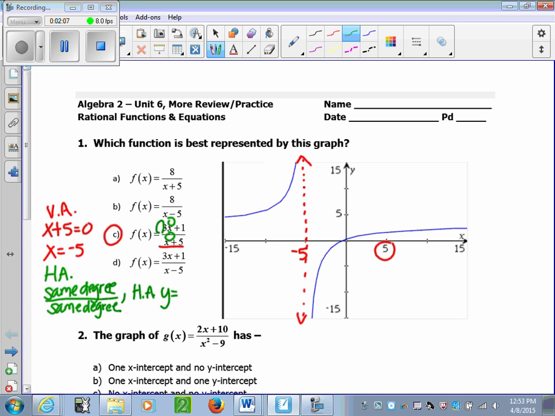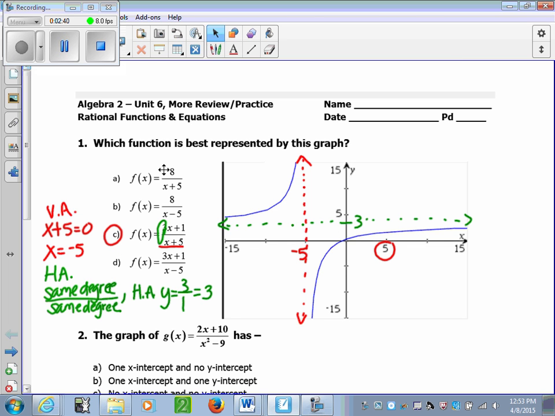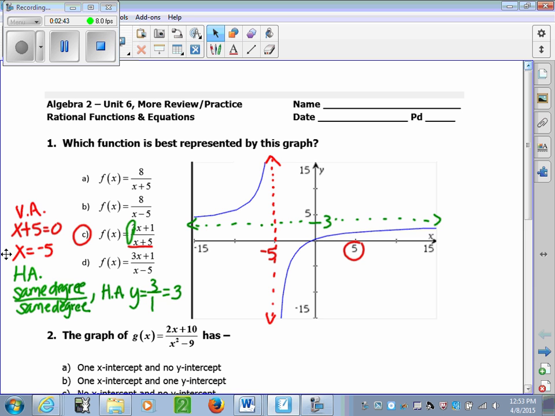So a 3 over a 1, which equals 3. So I should expect to see on my graph a horizontal asymptote at about 3. Okay? So, sure enough, my graph shows my vertical asymptote and my horizontal asymptote, so the answer is C. Again, you can put all these into your calculator and find that that is true by graphing. But I showed you the real way to do it.